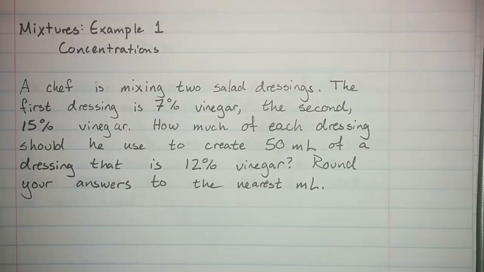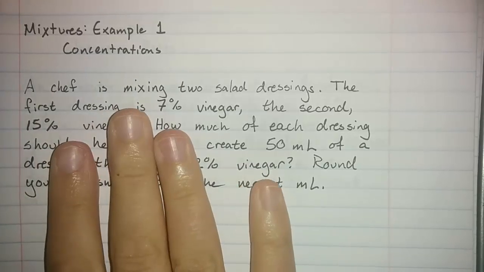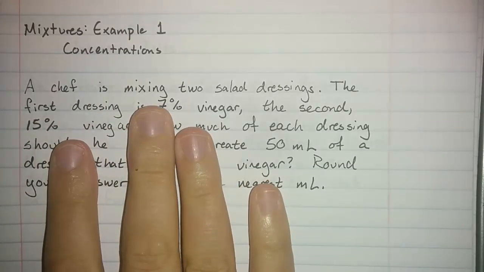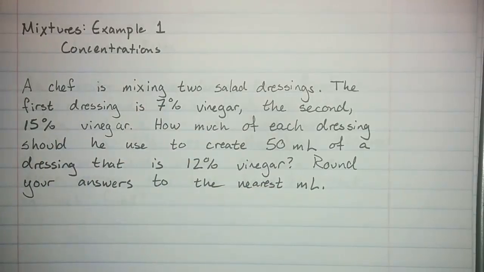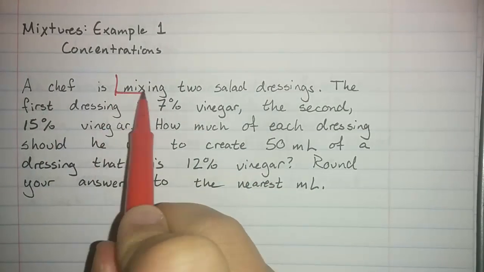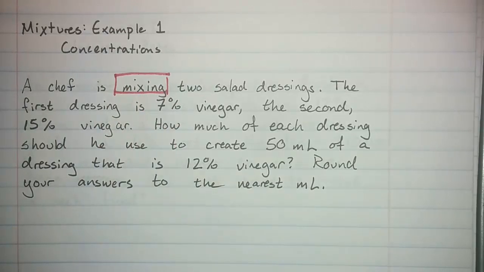Another place where we encounter systems of linear equations is when we're dealing with mixtures. And there are a lot of different kinds of mixtures we might be dealing with. But they're especially popular. And so let's talk for a minute about how we can tell that we're dealing with a mixture. In this problem, it's really easy to tell that we're dealing with a mixture because the word mixing is right in the problem.